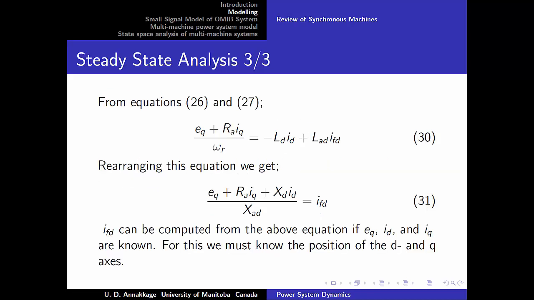Now with some substitutions and rearrangements of the equations, we can express IFD in terms of EQ, IQ and ID. The D and Q quantities in equation 31 can be determined if we know the position of the D and Q axis. In the next few slides, we will figure out how to determine the position of the D and Q axis and hence D and Q axis currents and voltages.